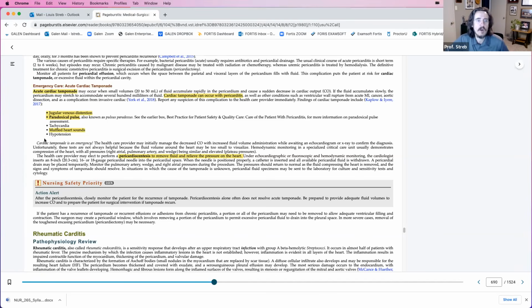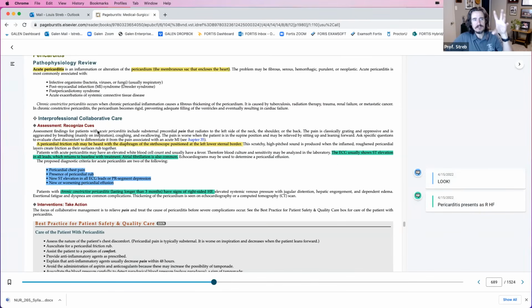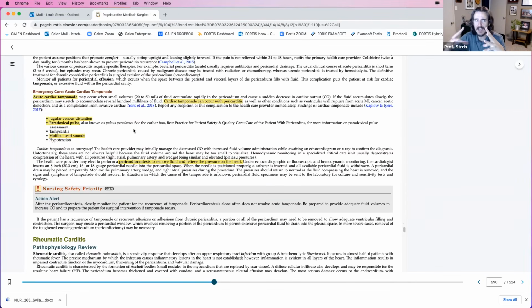You have to be the one looking for these jugular vein distensions, these paradoxical pulses where they're uneven on both sides. You have to listen for those muffled heart sounds so you can call the doctor and say, we need a pericardiocentesis. That's what you're getting paid to do, because ultimately what happens when you get too much fluid in your pericardial sac, it causes a cardiac tamponade.